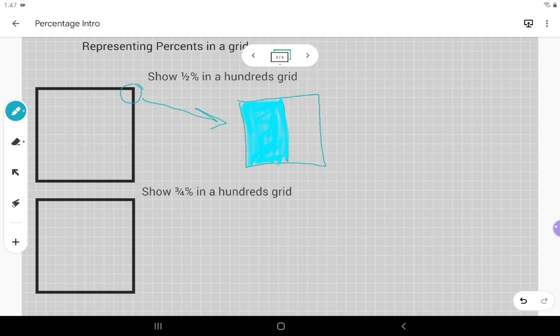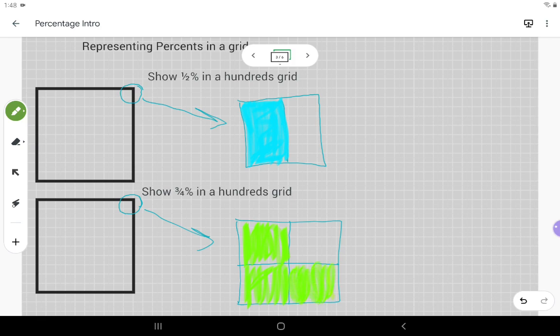Show 3/4 of a percent in a hundreds grid. So 3/4 of 1%. Again, I don't have a full percent. I have 3/4 of a percent. Sorry, I didn't really circle that square very well. I'm going to blow that square up, and I'm going to split it into 4 pieces, because 4 is the denominator in my fraction. And I'm going to color in 3 of those 4 pieces, because that will represent 3/4 of my one small percent.